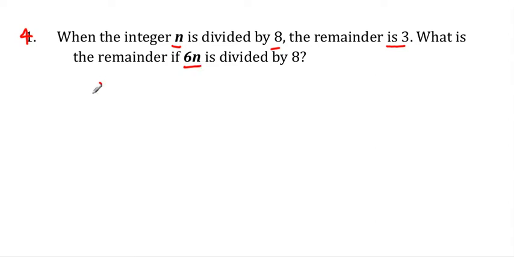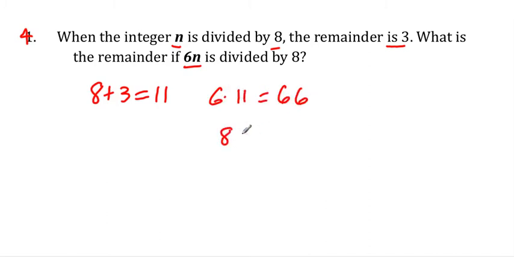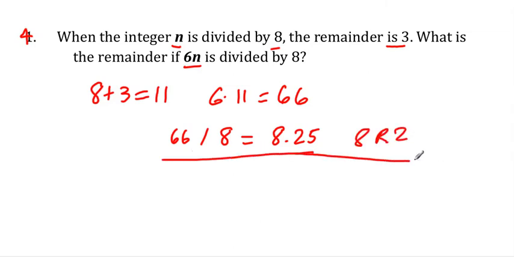Here's where we can add. 8 plus 3 is 11. 8 goes into 11 one time with a remainder of 3. So what is 6 times 11? 66. If you use your calculator, 66 divided by 8 is going to give us 8.25. This decimal part is the remainder. What is 1/4 of 8? 2. So 8 goes into 66 8 times with a remainder of 2. That's exactly how we do this problem.